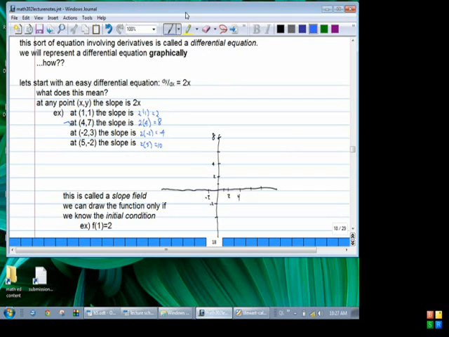Now the question is, how do we represent this information? Here's what we can do. Here's the point (1, 1) right over here, and I want to represent the fact that the slope is 2. The way I'm going to do that graphically is with a short tangent line. That lets me know that when the graph goes through that point, that should be the tangent line. What about the point (4, 7)? It's right around here, and the slope should be 8. That's pretty steep, so something like that.